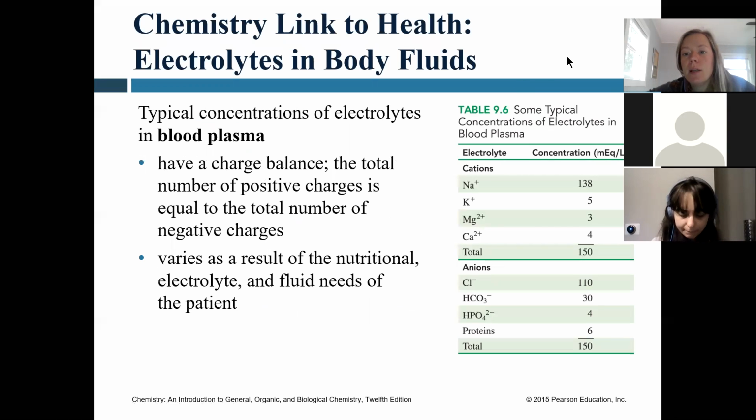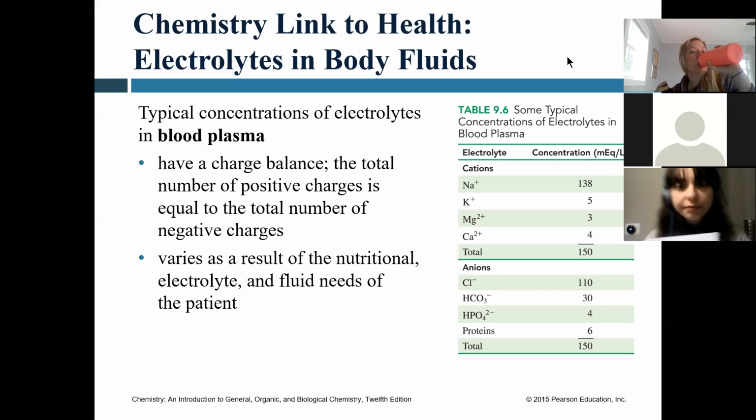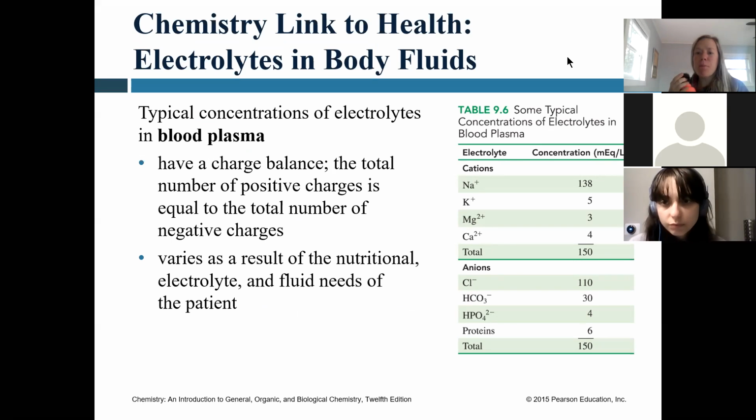So, electrolytes in body fluids. You don't need to have these memorized, but here are typical concentrations of electrolytes in your blood plasma. A majority of the positive cation in your blood plasma is coming from sodium. So you've got to digest a certain amount of sodium chloride. Then we've got trace amounts of potassium, magnesium, and calcium. The total concentration for healthy blood plasma is 150.